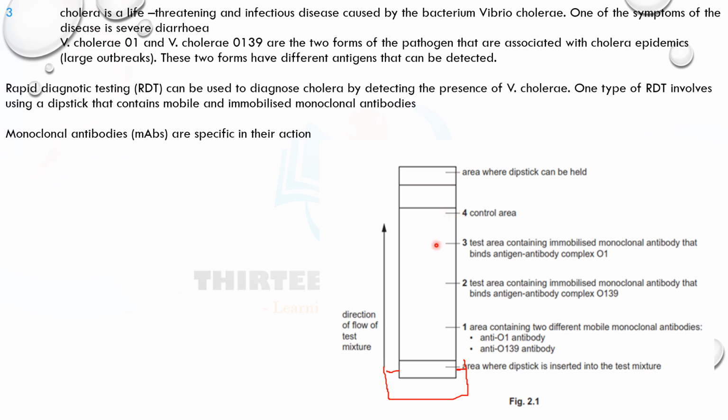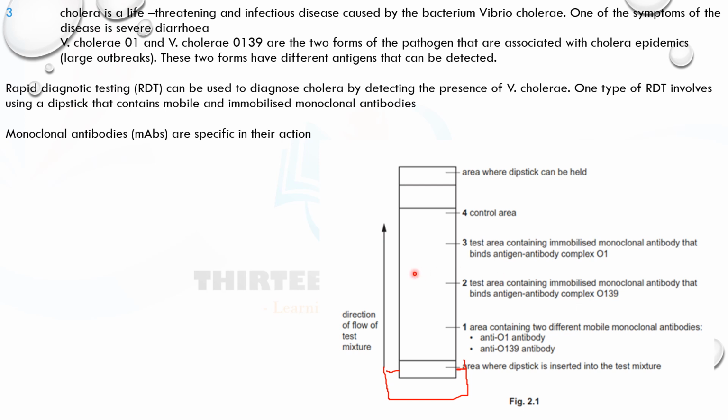If you have another line here, it means that what is present is strain O1. If another line here, then the O139 strain is present. So if I have 3 lines, 1, 2, 3, that means that both viruses are present. But if none of the virus is present, we'll always have the control area, because it shows that the test strip is working. If there's no line here, that means the test strip is not working. So if you have a line here, it is positive for O1. A line here is positive for O139.